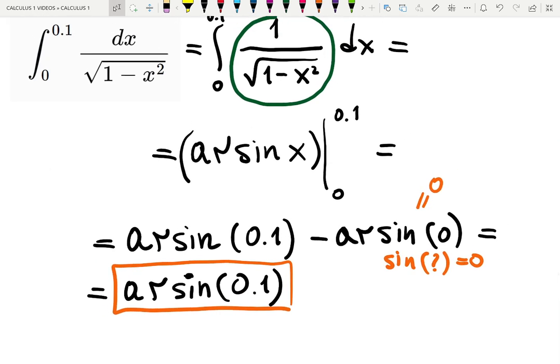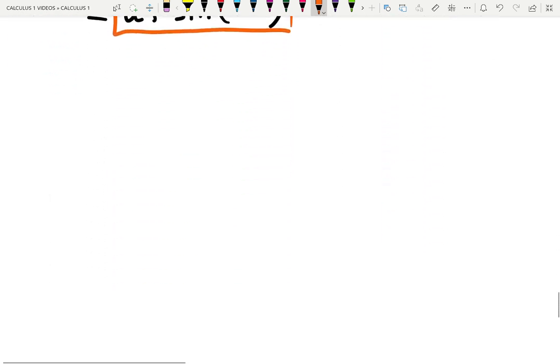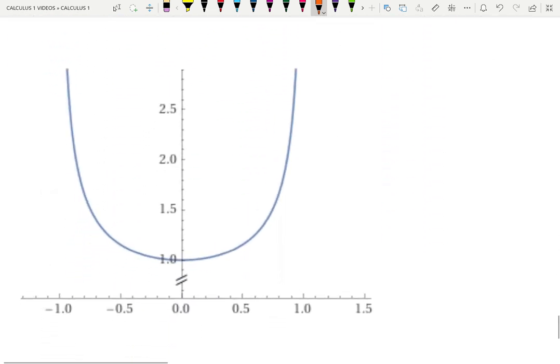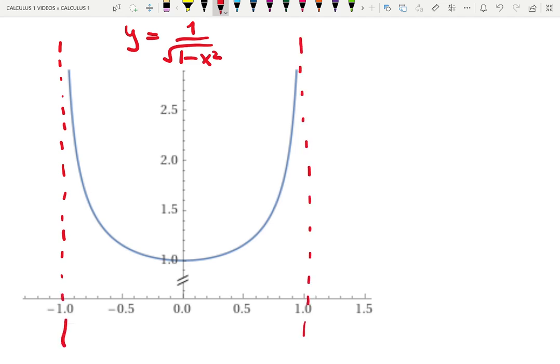I was kind of curious how this integral looks graphically, so I decided to plot the function inside of the integral and see how it looks from 0 until 0.1. Oh, this is how it looks. So this is the function 1 over square root of 1 minus x squared. Do you see two vertical asymptotes at minus 1 and 1? Here they are, two VAs. And also it has a global minimum and so on and so on.